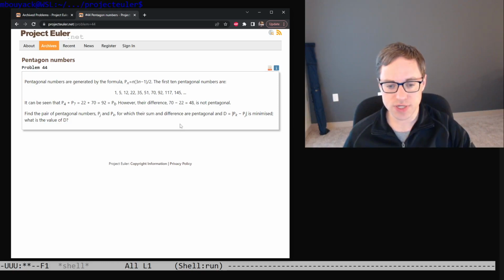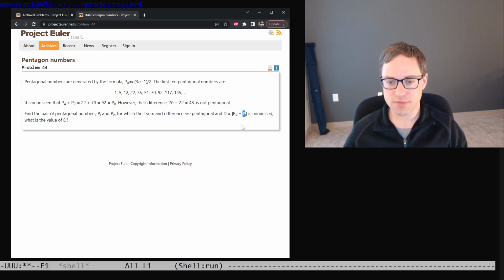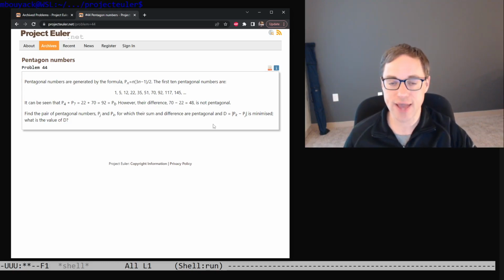Just to summarize the approach that we took in that video, basically we just took pairs of pentagonal numbers p sub j and d, and calculated p sub k and p sub j plus p sub k from those values, and checked to see that all four are pentagonal.